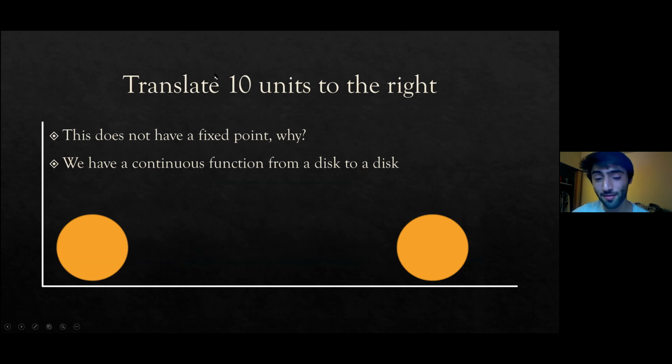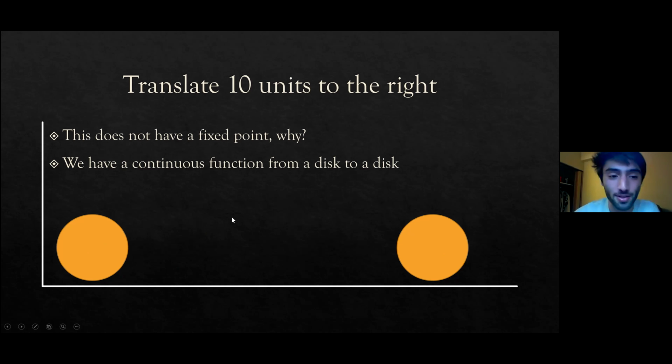One thing that I thought was confusing when I learned this theorem was, what if I translate this disk here 10 units to the right? So I was thinking, okay, well, we have a disk to a disk, and it's a continuous map. But obviously none of the points are fixed. So why is this not an example? Or why is this not a contradiction?